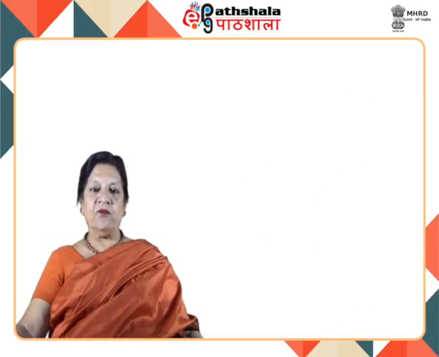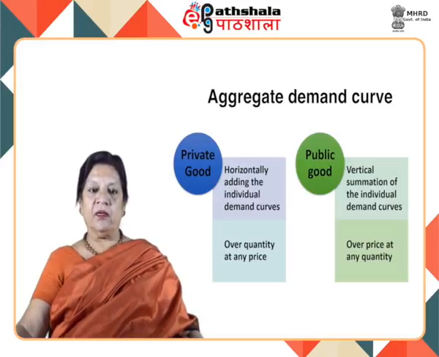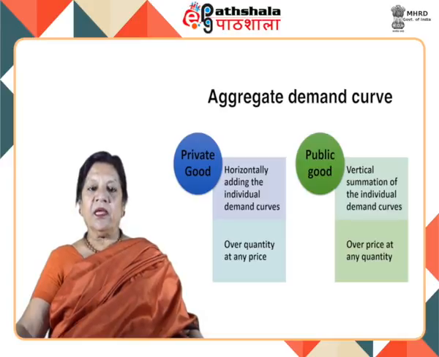As can be clearly seen from the discussion, the aggregate demand curve in the case of private good is found by horizontally adding the individual demand curves, whereas in the case of public good, the aggregate demand curve is found by vertical summation of the individual demand curves. The summation in case of private good is over quantity at any price, whereas in the case of the public good, the summation is over price at any quantity.